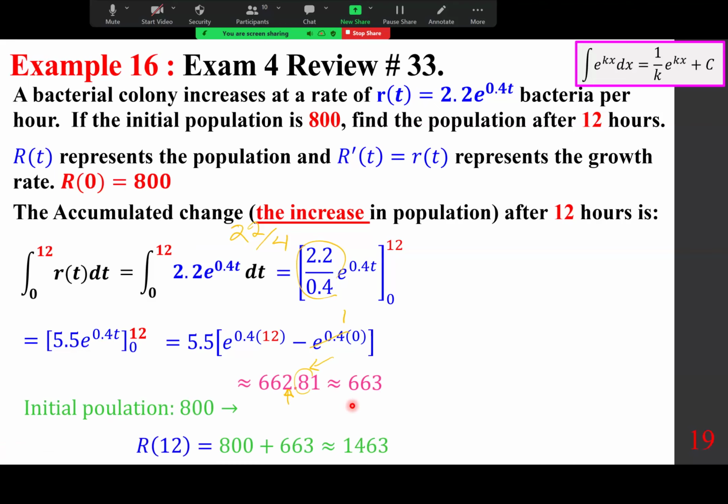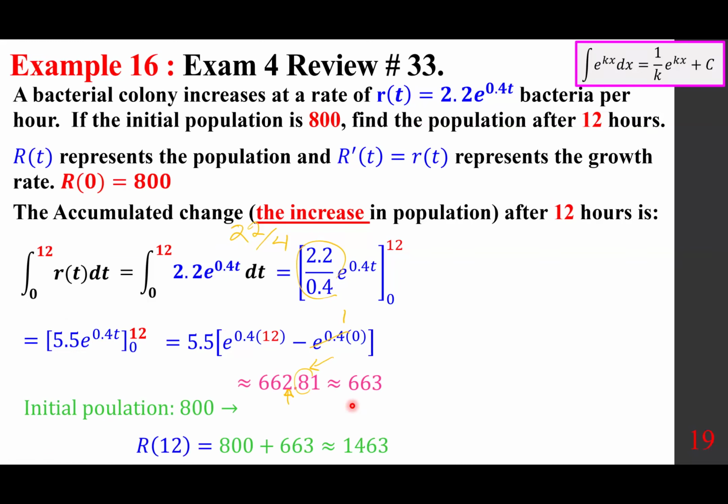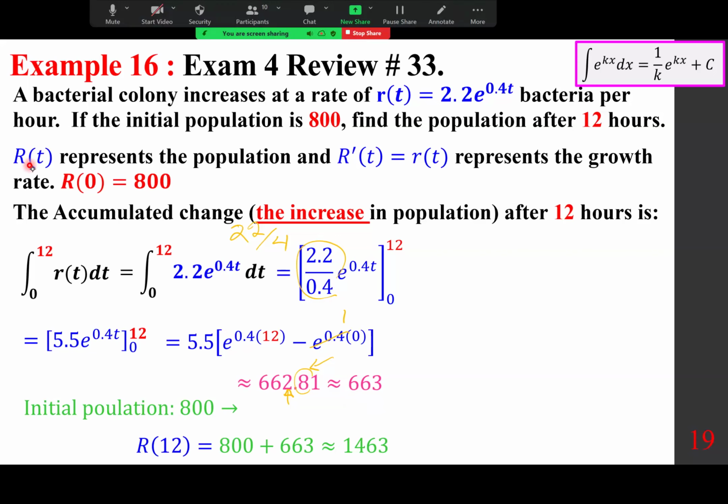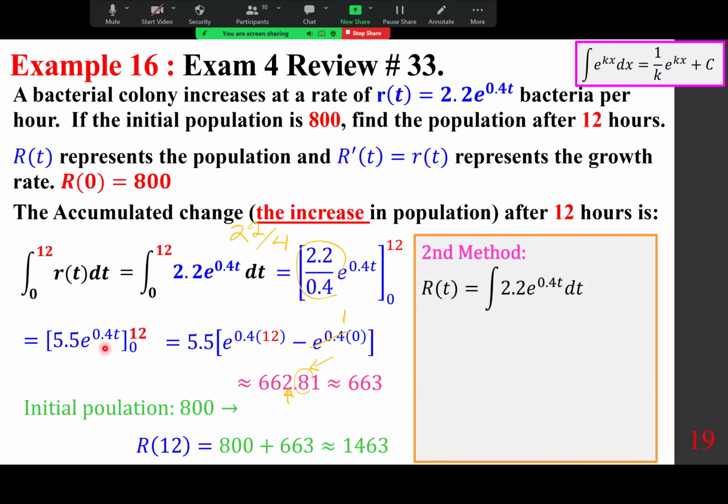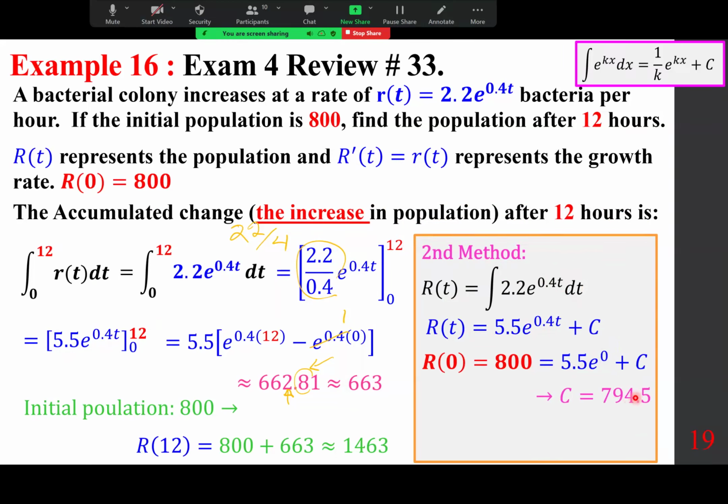I'm going to look at the second method, everybody, and that is finding the function for R of t. Since we've done the major part of that, the integration means you want to integrate this. That means this is the answer plus a constant. We also have the initial value R of 0 equals 800. That means if I replace t with 0, this becomes 800. Of course, e to the power of 0 is 1. This is 5.5. Subtract from 800, and you get 794.5.